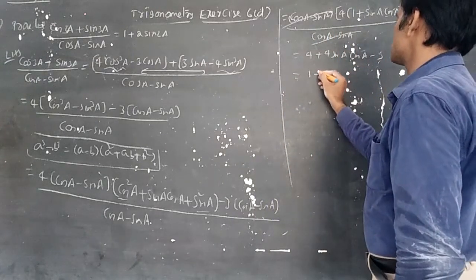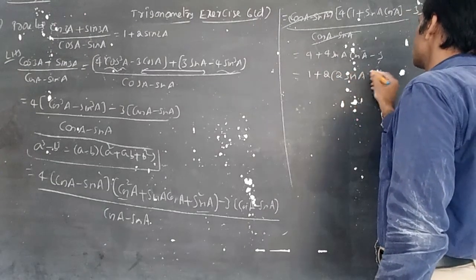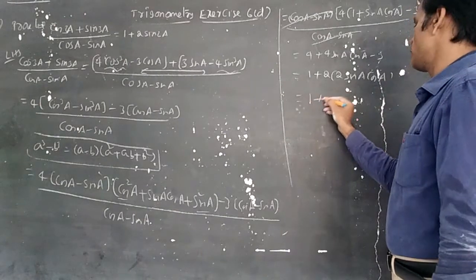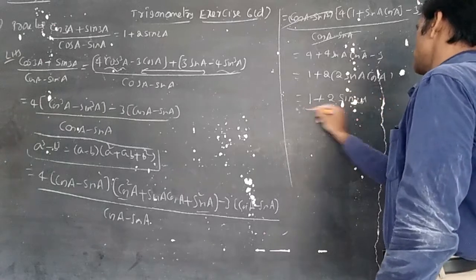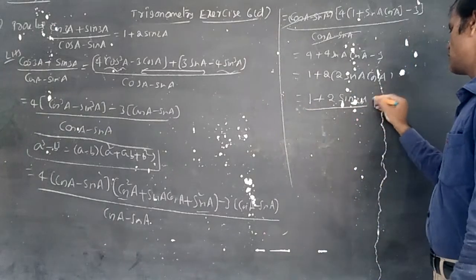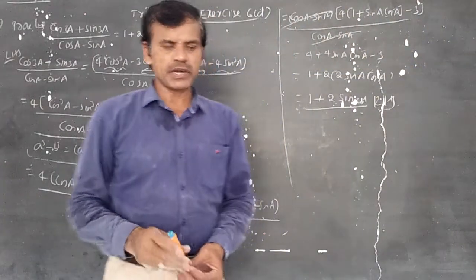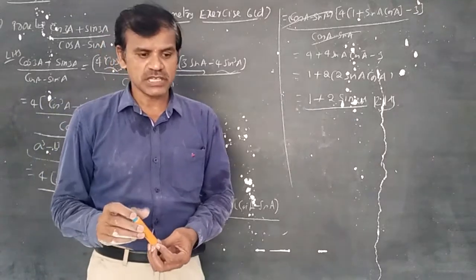4 minus 3 becomes 1 plus 2 into, this can be written as 2 sin a cos a. That is equal to 1 plus 2 into 2 sin a cos a, meaning sin 2a. 1 plus sin 2a is RHS. Okay, students, we have completed Roman number 2 first question. Let us discuss the same exercise in the next class.